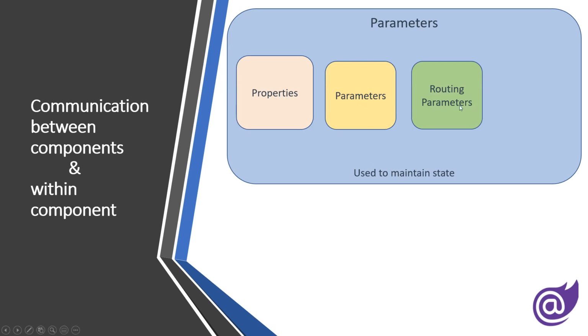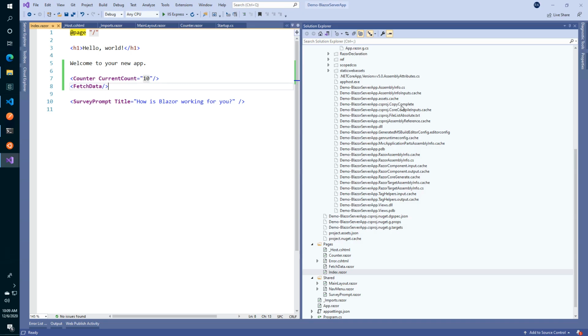Routing parameters. Normal properties maintain the state within the component, parameters pass the data from another non-page component, and then routing parameters. Suppose while routing to a page, we need to pass some data. That value we need to pass through routing parameters. Routing parameters, I will show you.